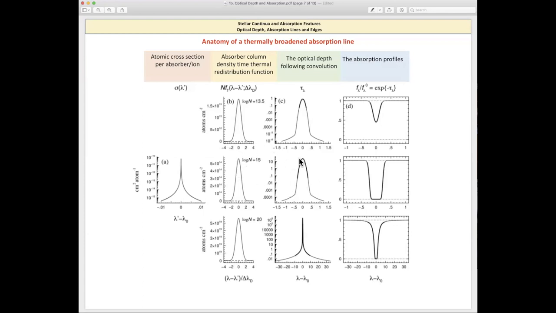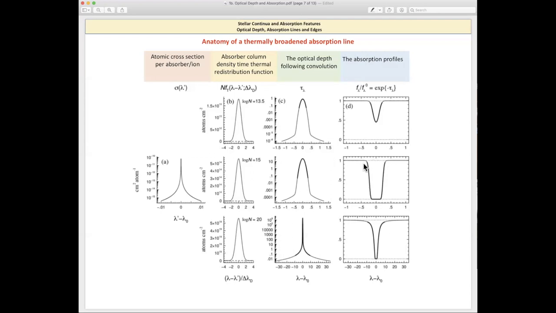Now the optical depth at the peak is around 10. Optical depth of unity is out here at about 0.25 angstroms out from the line core. Optical depth of 0.1 is out here at about 0.4 angstroms from the line core. So what does this line end up looking like when you use this function here? It ends up looking something like this.